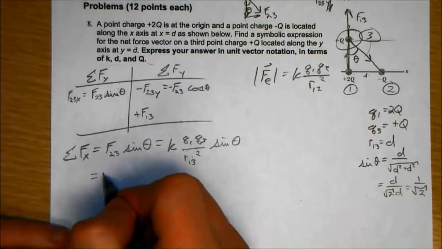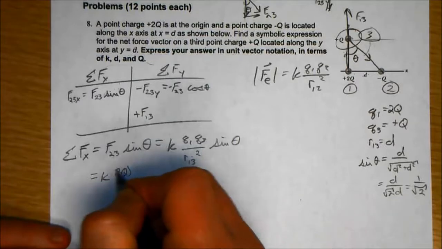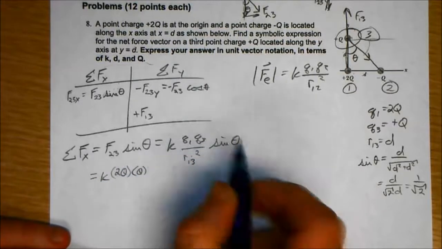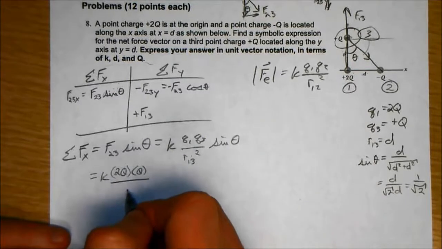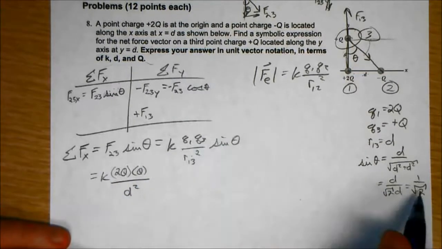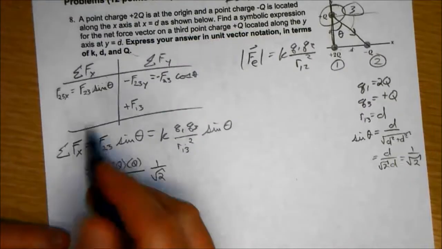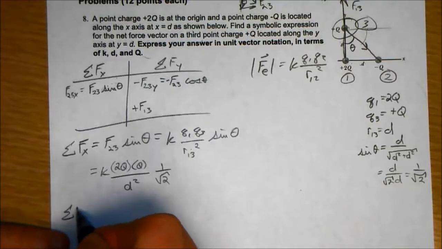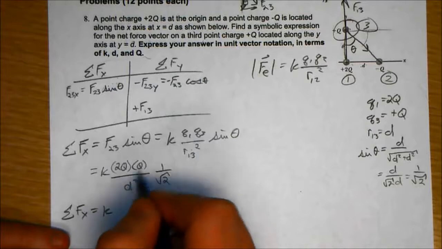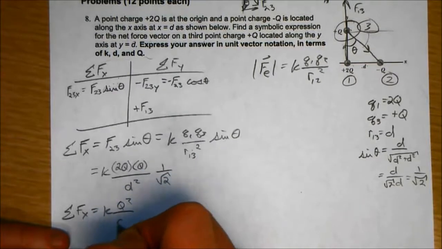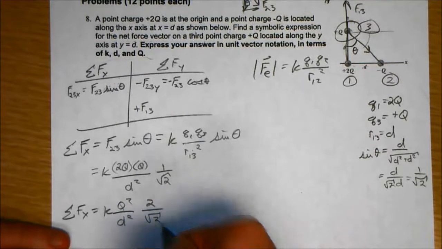Let me right now plug in for these values. Q1 is 2Q times the other charge, Q3 is plus Q. The distance R13 is D, so that's just D squared. And then this sine of theta is 1 over square root of 2. So I can say the sum of the forces in the x direction is just K Q squared over D squared times 2 over square root of 2.